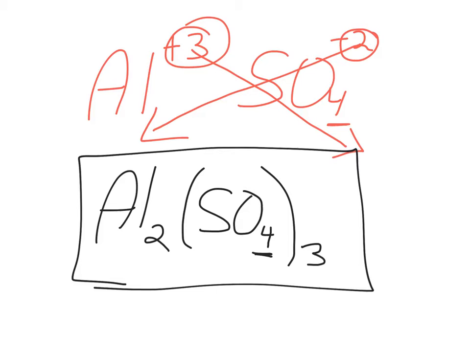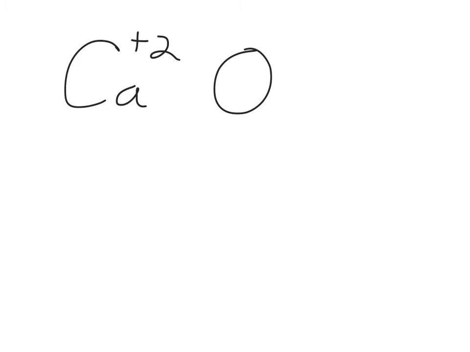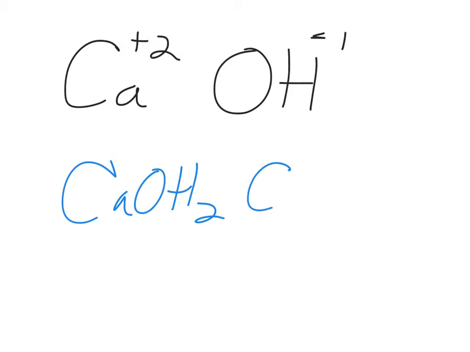Anytime you have a compound and a number goes down to it, you're going to have those parentheses. Because can it change your compound if you don't? Let's take that same calcium with a +2. And let's take something like hydroxide that has a -1. Which one of these is correct?